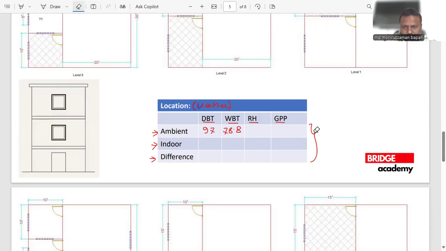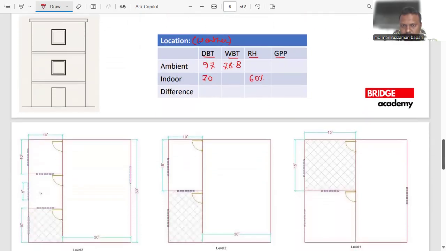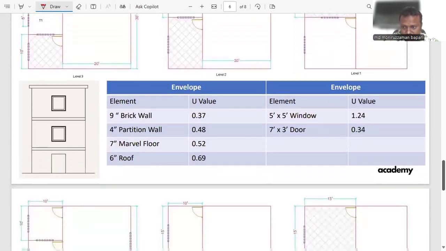For indoor space, it means target design temperature. Let's say the customer is looking for 70 degree Fahrenheit dry bulb temperature, and usually the customer provides you relative humidity. Let's say target relative humidity is 60%. What we see, we have some missing data. For ambient condition, we need to find out the relative humidity, also the moisture. And for indoor, we need to find out our target design temperature. We need to find out wet bulb temperature, also the moisture. We can do it manually as well as using software. So let's first do manually.